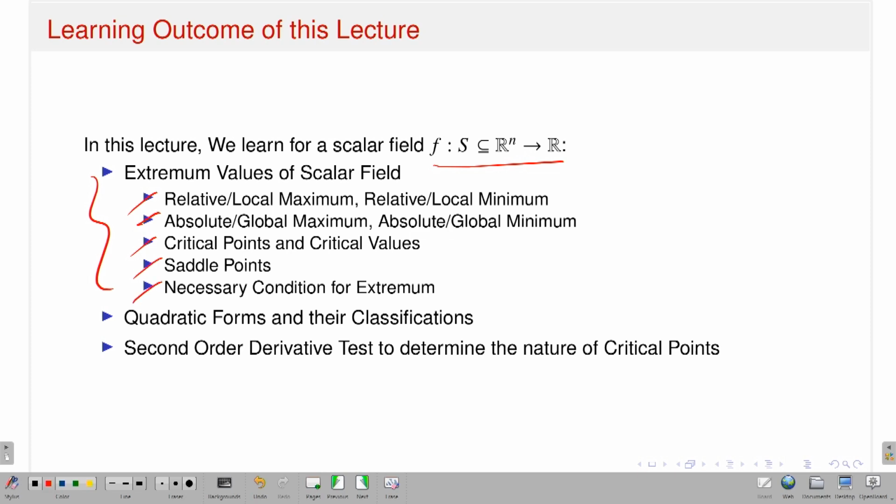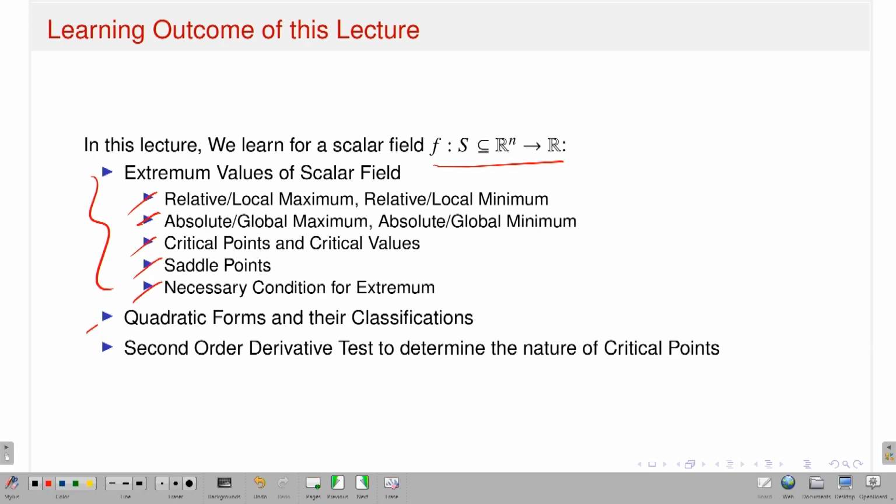Then there is a condition called necessary conditions for extremum. That means if I have a scalar field and suppose an extremum exists, then it tells you something in terms of partial derivatives. So there is a necessary condition that I will explain.